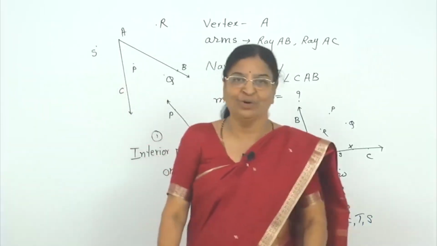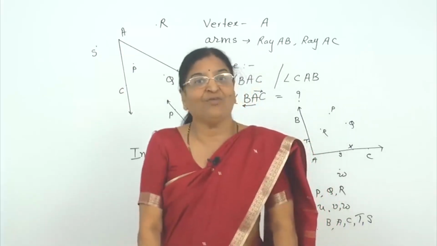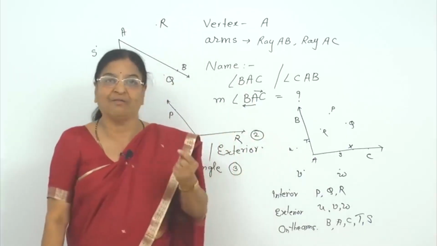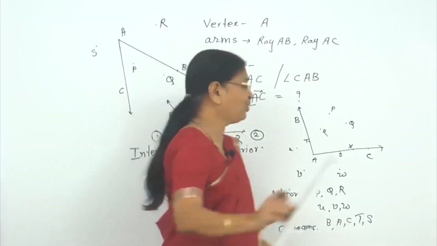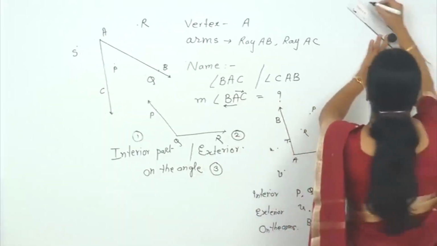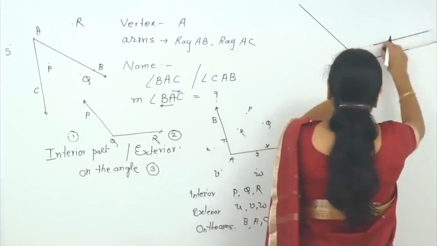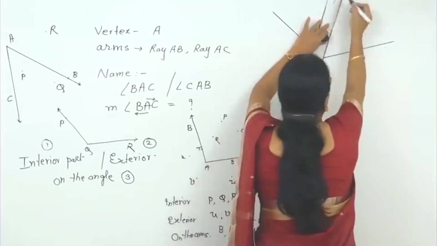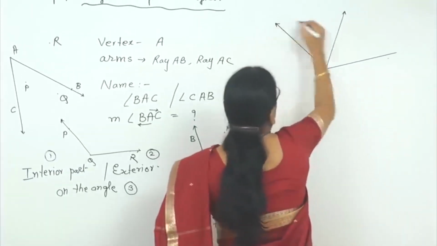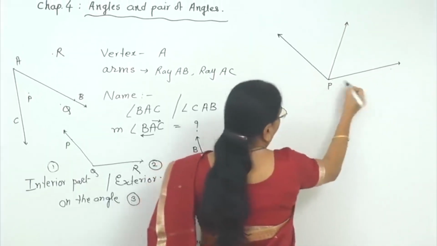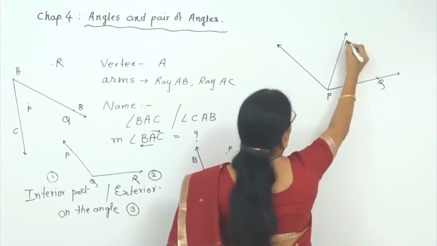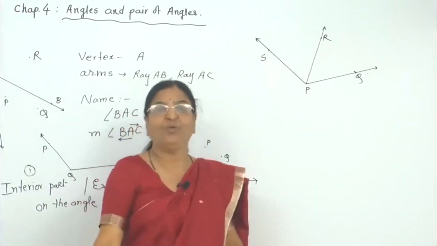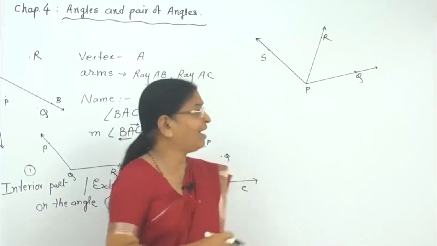Now, just now I told you, we want to define one pair of angles in which this interior and the exterior parts are very important. Now, I am going to draw a pair of angles. See, in this, 3 rays are there. Which are the 3 rays? I will name them P, Q, R and S. With these 3 rays, which are the angles formed? Can you name the angle?